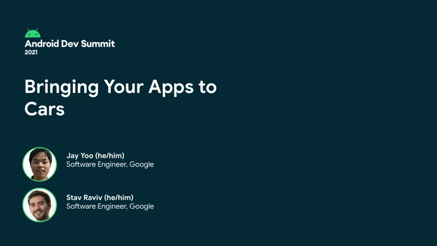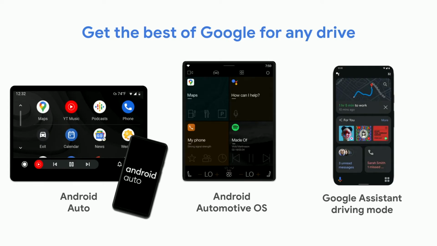We're both engineers on the Android Auto team, and today we'll be talking about bringing your apps to cars using the Car App Library. When we talk about apps for cars, we're really talking about two things. The first is Android Auto, which enables users to connect their Android phones to compatible vehicles and use their favorite apps and services right on the car's display.